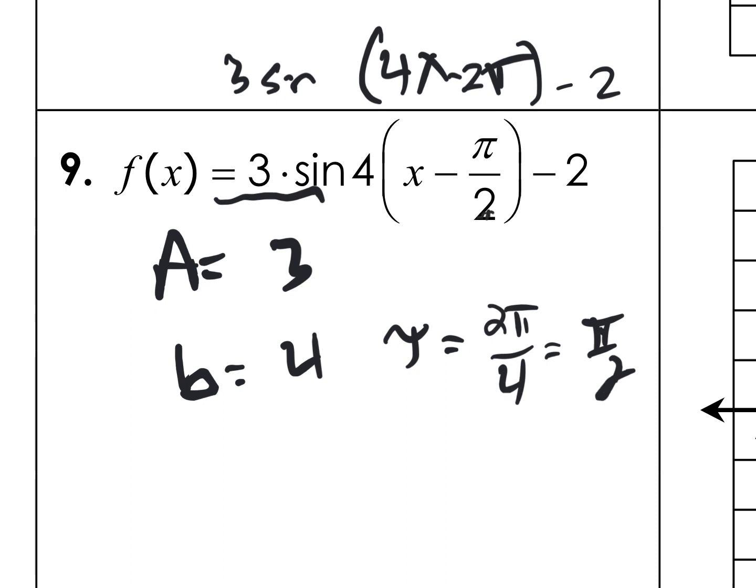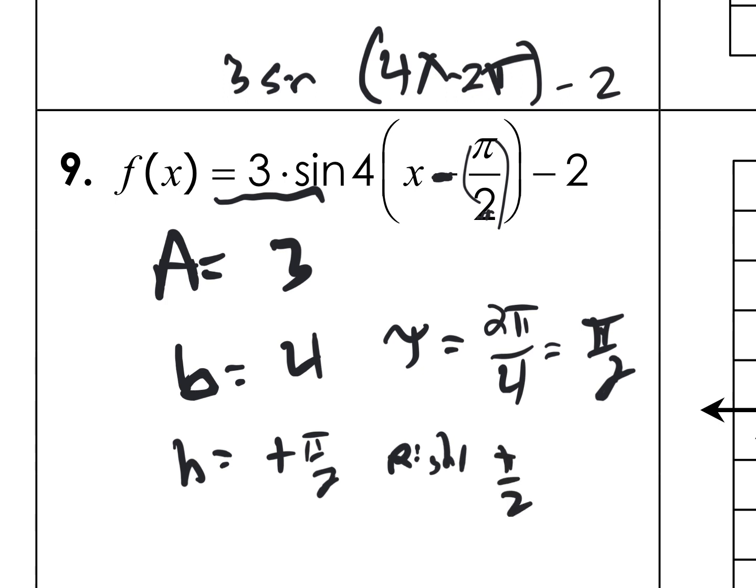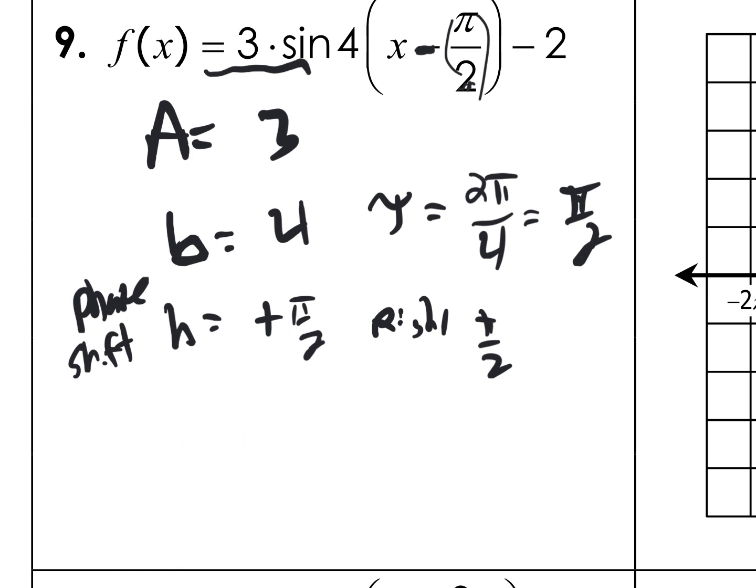Just a coincidence that my H is... is it a positive or negative pi over 2? Positive. It's positive pi over 2. That negative stays as part of the equation. Therefore, that's the only thing that's my H. That means it's going to go right. If you see just a minus, it goes right pi over 2. That's my phase shift. In case a problem asks you, what's the phase shift? They mean, what are you doing? Left or right? How much? That's your phase shift.